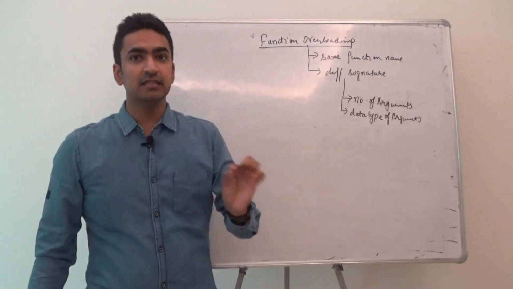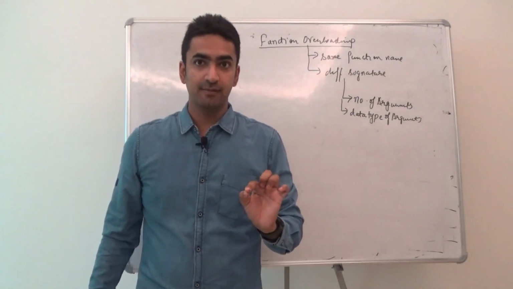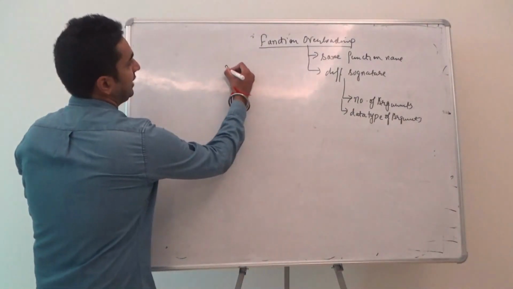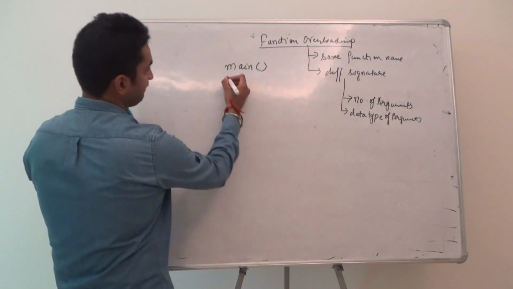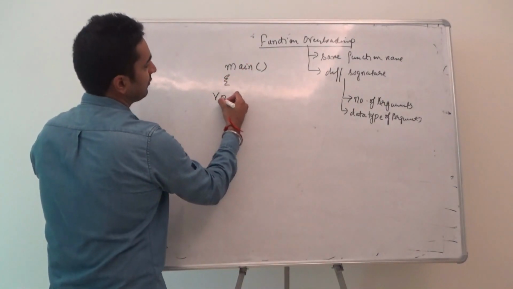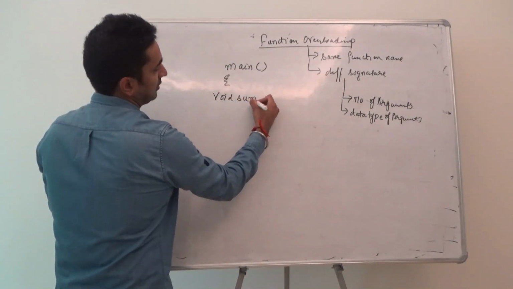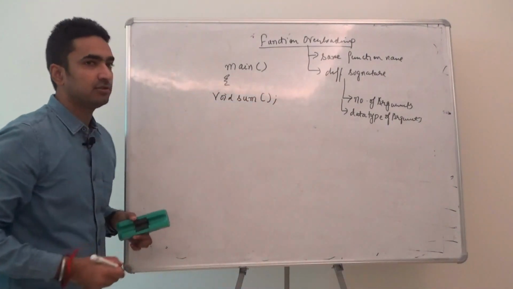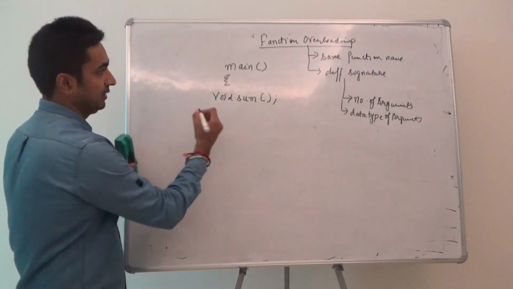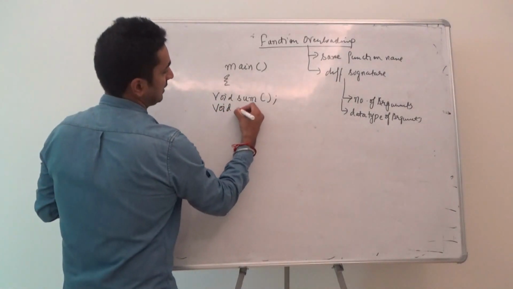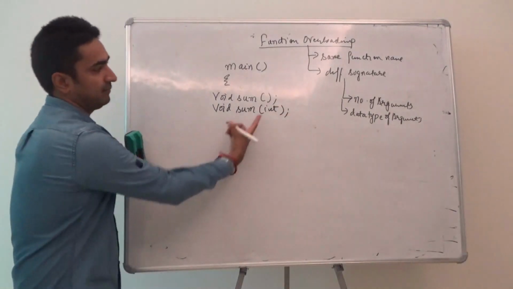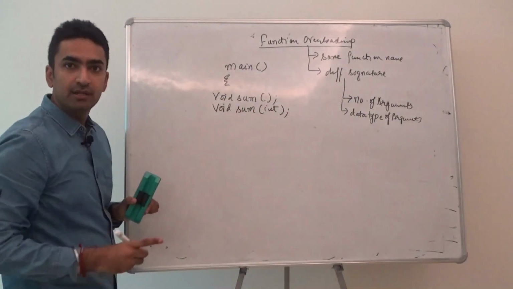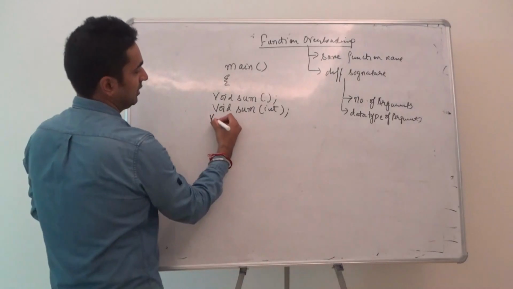The easiest way to explain this particular concept is you just write, let's say, main, and I declare void sum. There is no argument to it. So this is a function prototype, right? Then there is a single argument to it, int. No argument, one argument: function overloading.